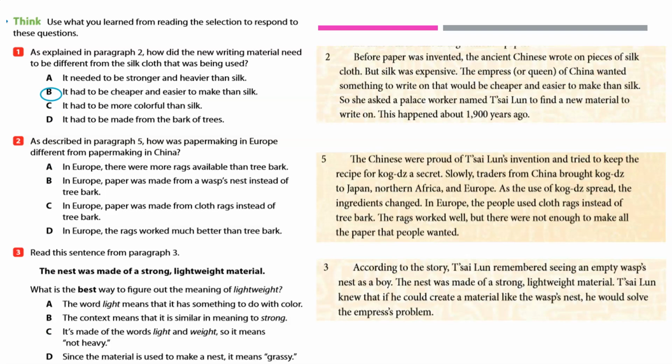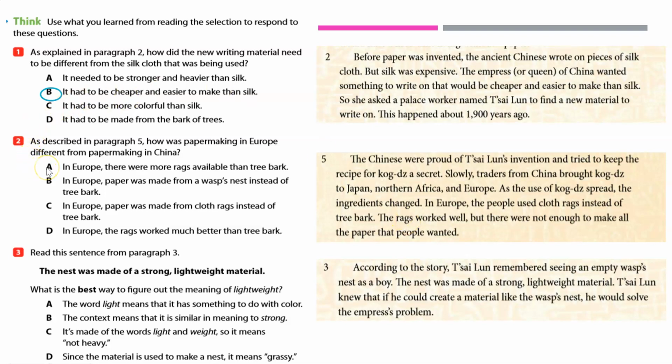As described in paragraph 5, how is paper making in Europe different from paper making in China? So let's go back and search. Okay, we're looking for Europe. Okay, right here. In Europe, the people use cloth rags instead of tree bark. They worked well, but there was not enough to make all the paper people wanted.